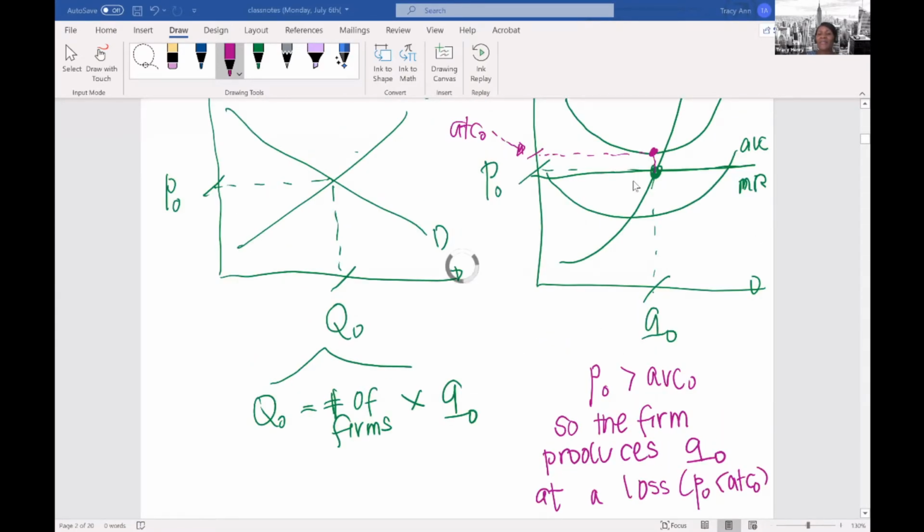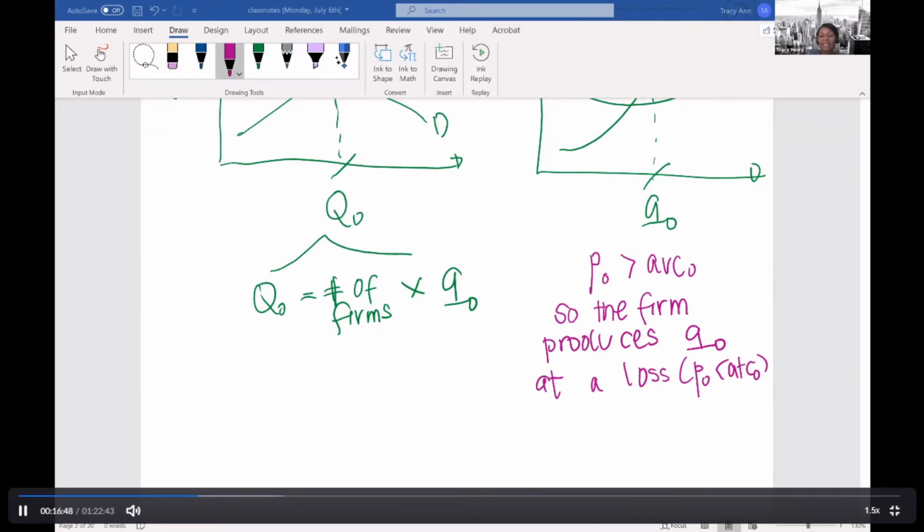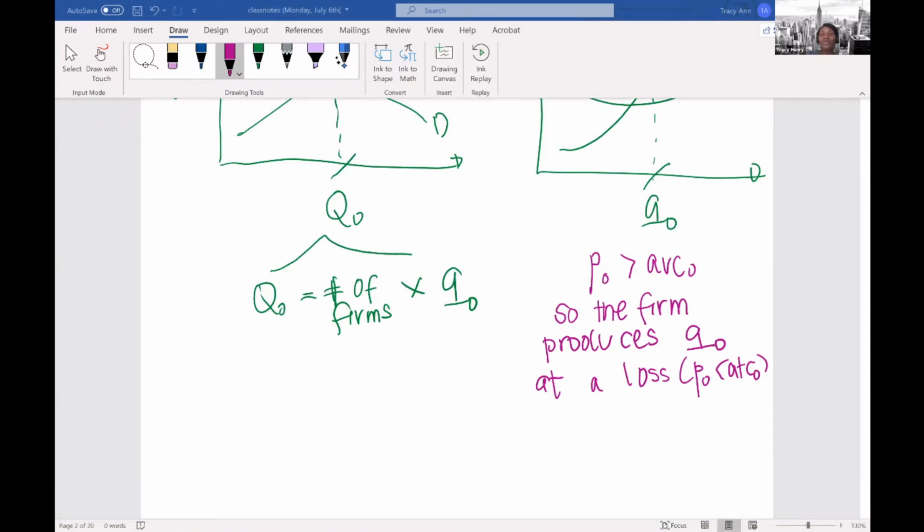Notice that the firm is making a loss. And so the question is, will the firm want to continue making a loss in the long run? The idea is that if you're making a loss in the short run, in the long run you're going to start thinking, am I going to continue producing in this market? Am I going to continue producing this amount? Do I want to produce more? Do I want to produce less? All of these things are going to come into your mind in the long run.